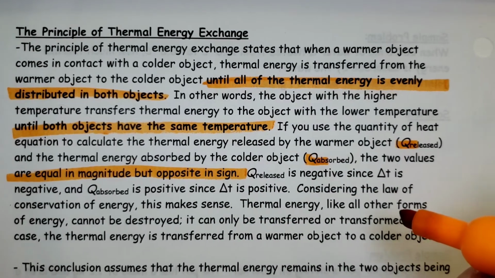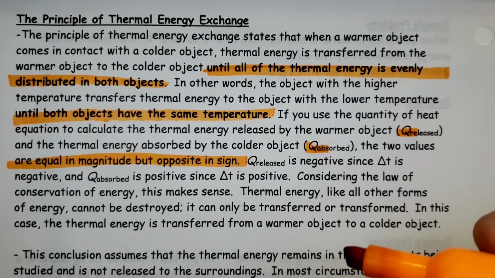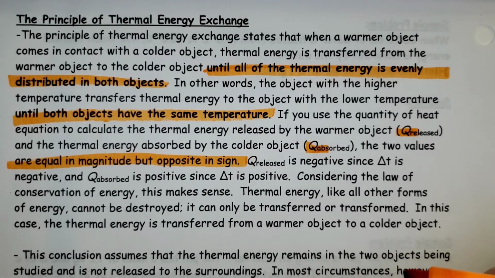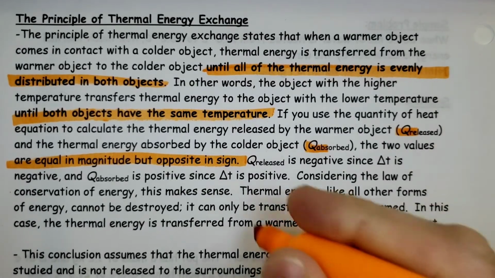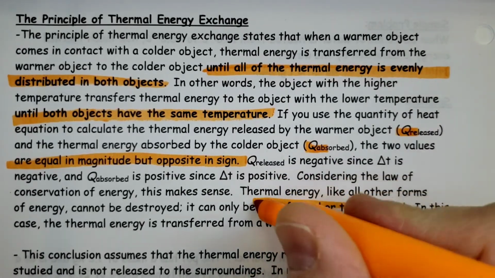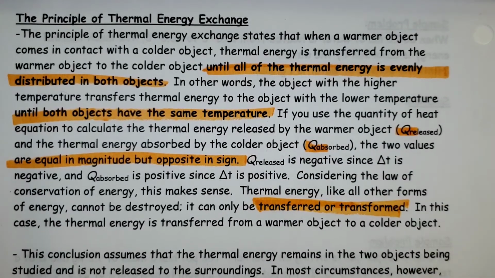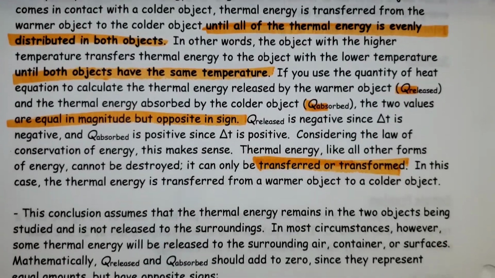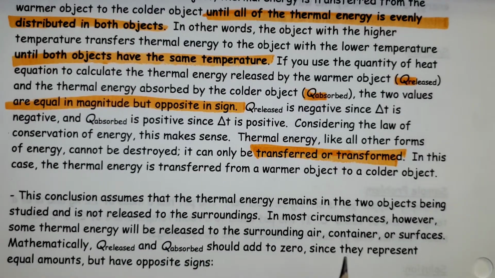Concerning the law of conservation of energy, this makes sense. So we're assuming that there's no energy loss. So it's a complete transfer from one to the other. So thermal energy, like other forms of energy, can't be destroyed. It can only be transferred or transformed. So in this case, we're assuming it's going to be transferred. This conclusion assumes that thermal energy remains in the two objects being studied and is not released to the surroundings. So again, we're assuming it's a closed system and nothing is being lost.